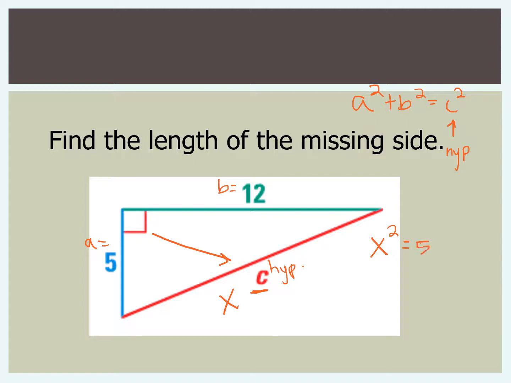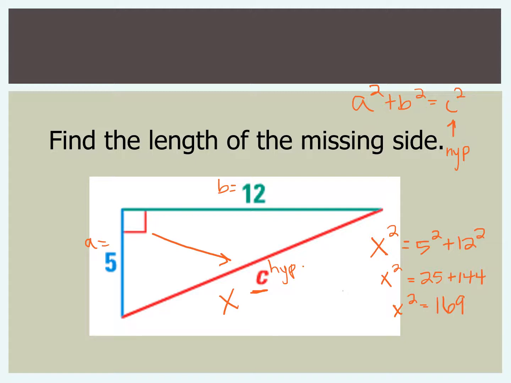So then I get 5 squared plus 12 squared. Bring down the x squared because we still don't know what it is. 5 squared is 25. 12 squared is 144. Now I can add those two numbers together, so x squared equals 169.